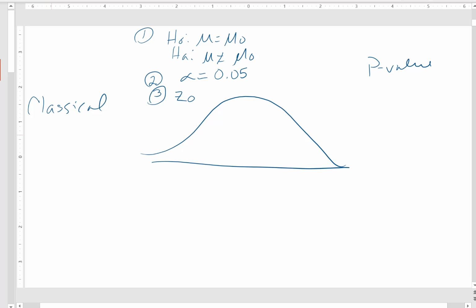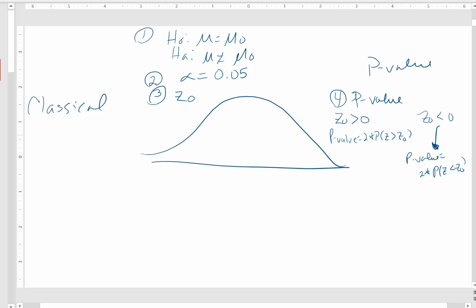Now what we did here is once we got our test statistic, to find our p-value, step 4, if you remember, the p-value, if my test statistic was greater than 0, to find the p-value, it was 2 times the probability z was greater than that test statistic. But if my test statistic was a negative number, the p-value, the way I'd find it, was 2 times the probability z was less than that negative test statistic. Remember, those were the 2 different ways.